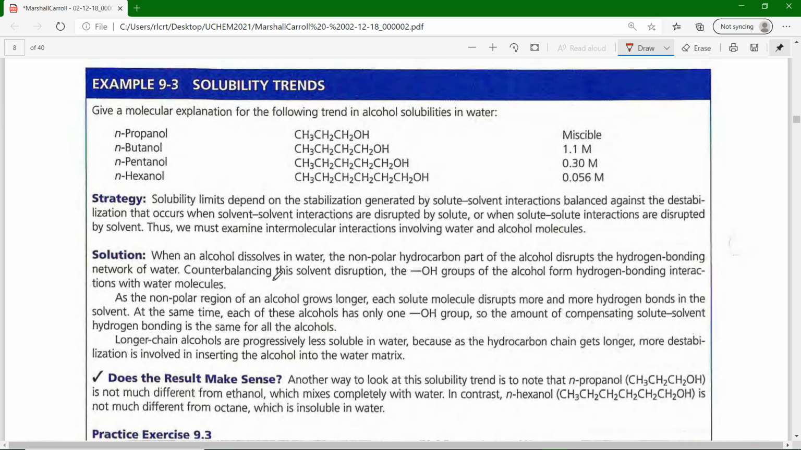Okay, so give a molecular explanation for the following trends in alcohol solubilities in water. So here we see that propanol, you've got lots of hydrogen bonding, so it is miscible in water. But you go to hexanol, we've got this long carbon chain, and it will not be miscible because this nonpolar zigzag chain is going to dominate over the hydrogen bonding. Okay.